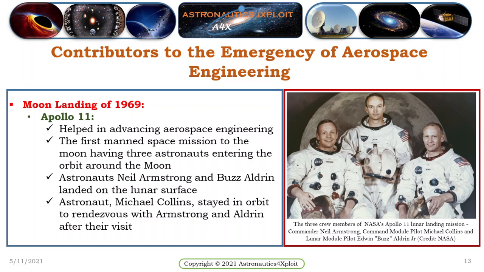The moon landing of 1969, Apollo 11, helped in advancing aerospace engineering. It was the first manned space mission to the moon, having three astronauts entering the orbit around the moon. Astronauts Neil Armstrong and Buzz Aldrin landed on the lunar surface, while astronaut Michael Collins stayed in orbit in order to rendezvous with Armstrong and Aldrin after their visit.